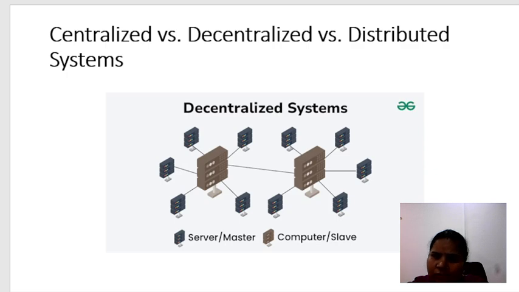In terms of failure, a centralized system has a high risk of failure. In the decentralized system, it reduces risk, and failure of one node does not impact the entire system. Distributed system is designed to tolerate faults and provide redundancy. In centralized system, scalability is limited. A decentralized system is more scalable than a centralized system, and a distributed system is highly scalable.